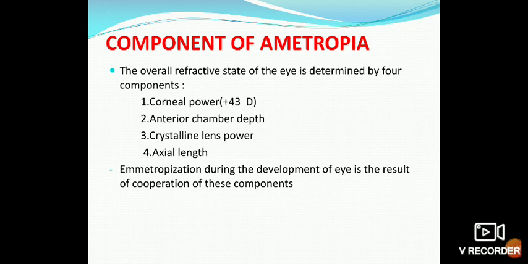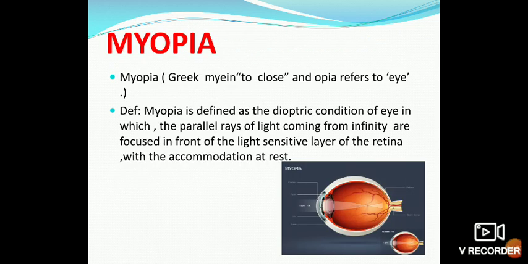There are various components responsible for this ametropia or refractive error. The components responsible for this are the cornea, obviously, anterior chamber depth, crystalline lens power, and axial length. All these factors are responsible for emmetropization. Any defect in any one of these will lead to ametropia or refractive error. Okay. So today we will start with myopia.